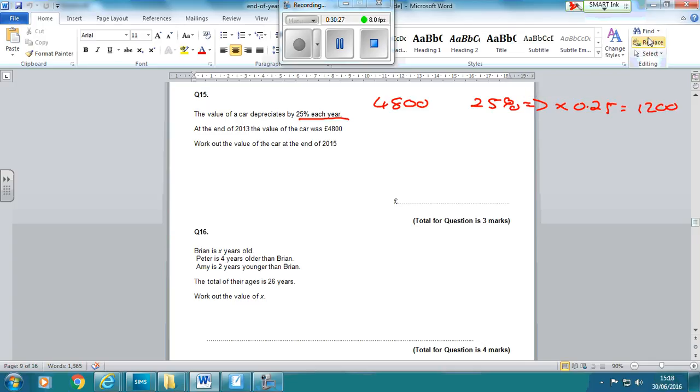So if we take that away, so this is at the end of 2013. At the end of 2014, we take away 1,200, you get 3,600. We want to know what it is at the end of 2015. So we've got to take away another 25%. So 25% of 3,600. So we times by 0.25, and that equals 900. So that's going to be 2,700. And that's that one.